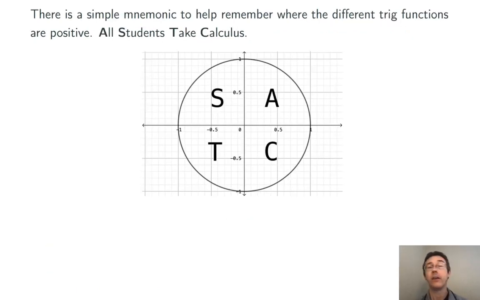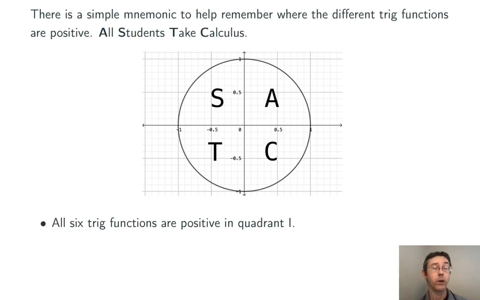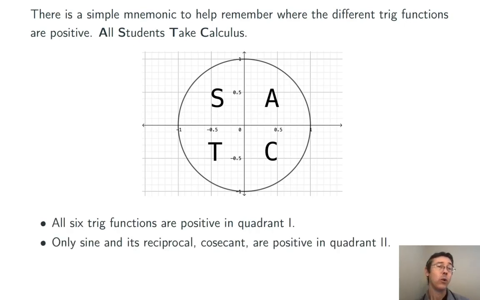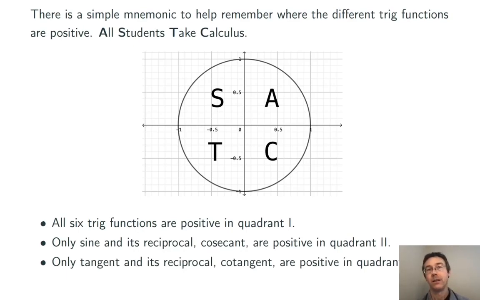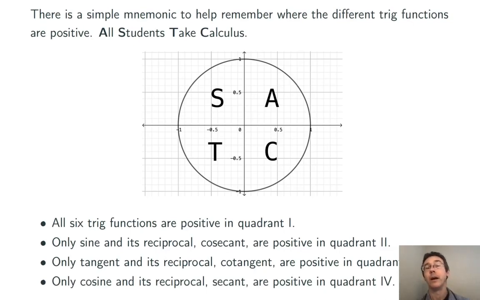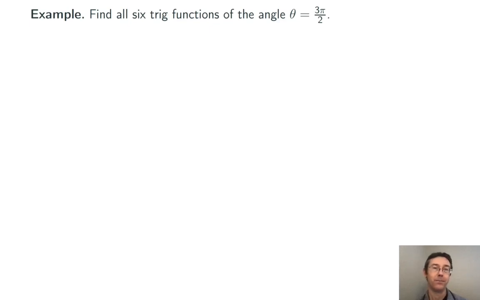There's a simple mnemonic to help remember where the different trig functions are positive. ASTC, all students take calculus. Sometimes you'll also hear a smart trig class. In quadrant 1, all 6 trig functions are positive. In quadrant 2, sine and its reciprocal are positive and the others are negative. In quadrant 3, tangent and cotangent are positive and the others are negative. And in quadrant 4, cosine and its reciprocal secant are positive, and all the others are negative.